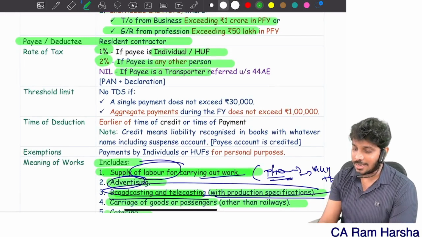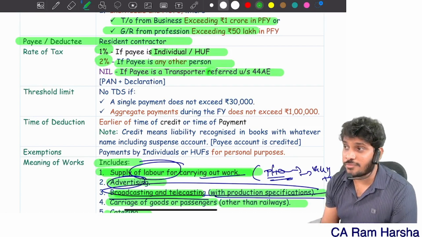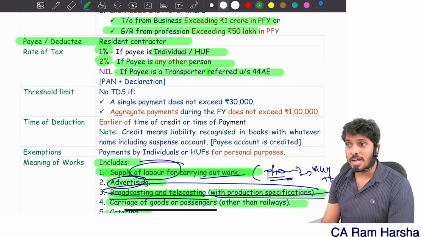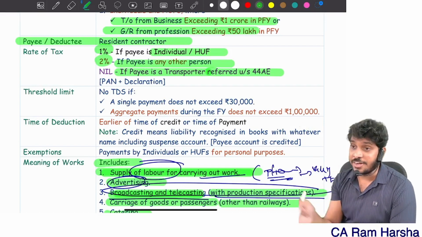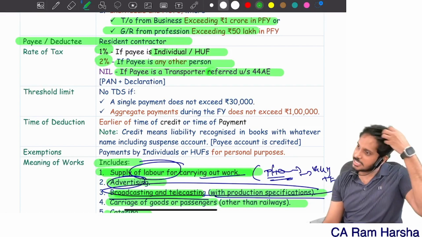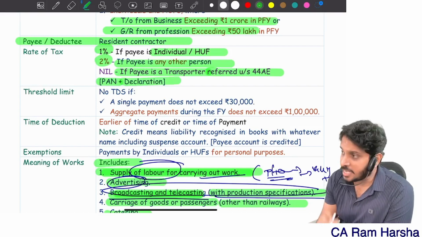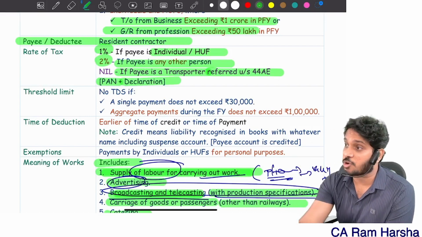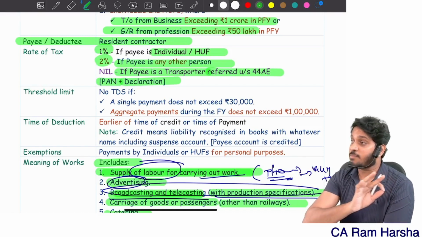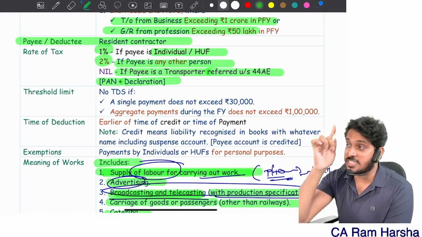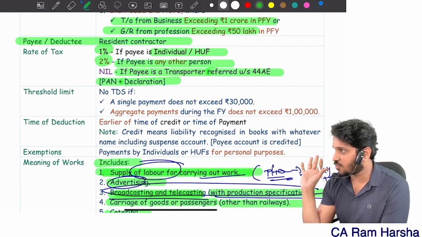Yes or no? Sir, he is a transporter, sir. And he is a small transporter as referred under 44AE. Who is a small transporter? A transporter involved in plying, hiring, leasing of goods carriage vehicles, and the number of vehicles at any point of time during the financial year does not exceed 10. So he is called a small transporter. He must give a PAN number and he must give a declaration that he is a small transporter. If he gave a PAN number and a self declaration that I am a small transporter, whatever amount I am paying him for transportation, which is a work actually, is not subject to TDS. Are you getting it? That's it.